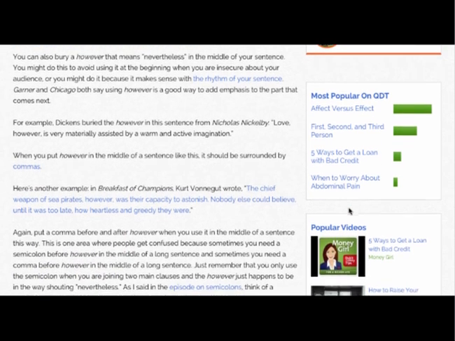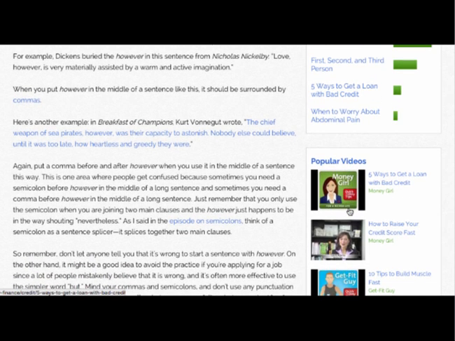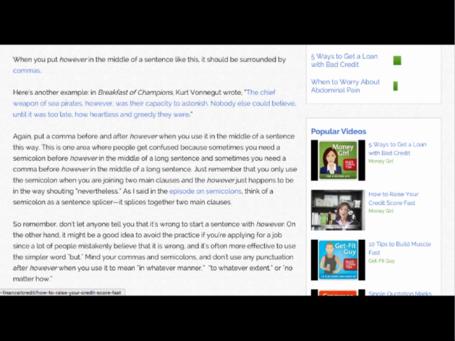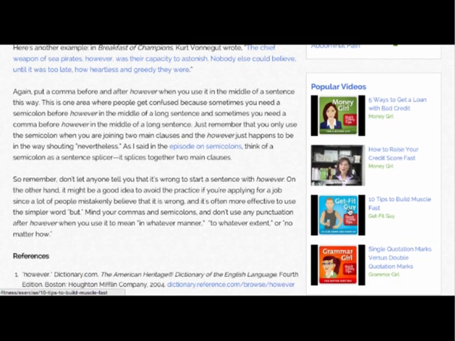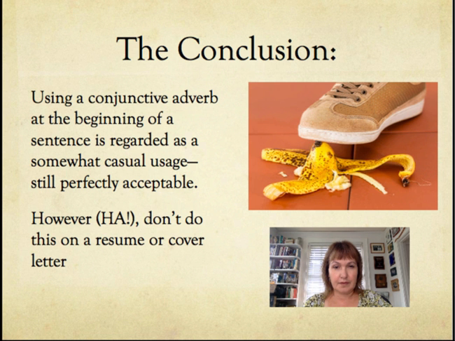She advises not to use however or therefore or other conjunctive adverbs at the beginning of sentences when you are doing something that has to be hypercorrect. If you are sending in a resume or writing a college essay, you might not want to begin a sentence with a conjunctive adverb. We can conclude that using a conjunctive adverb at the beginning of a sentence is okay, perfectly acceptable, sort of casual usage. However, see what I just did there? Don't do this on a resume or on a cover letter.